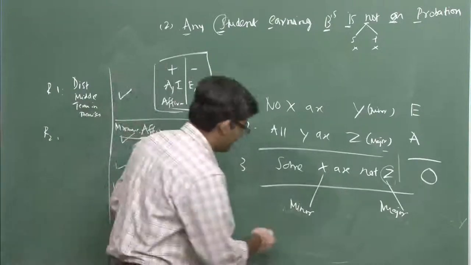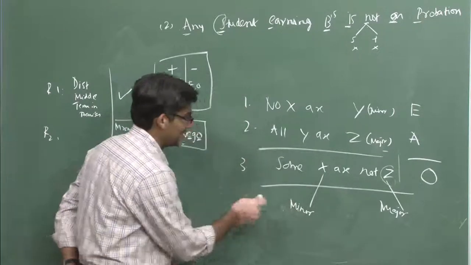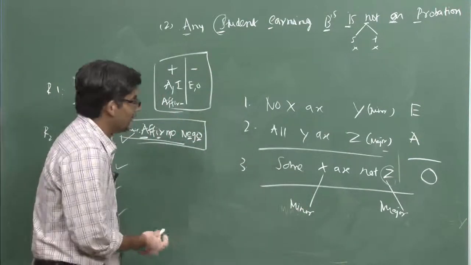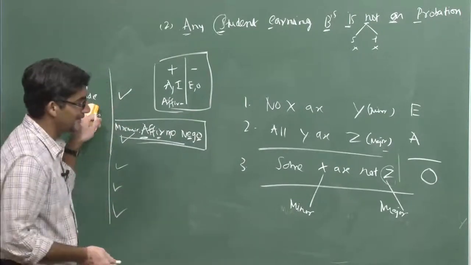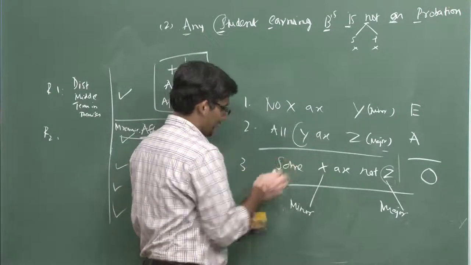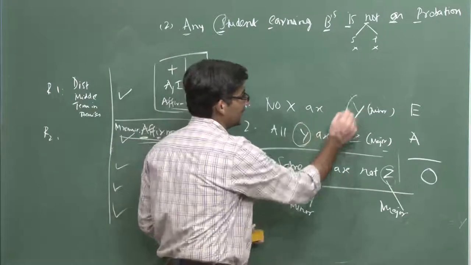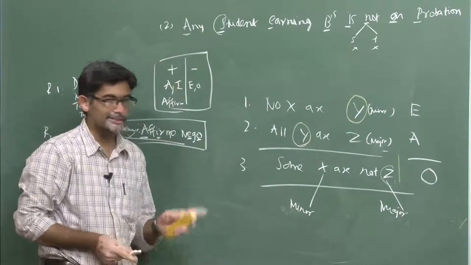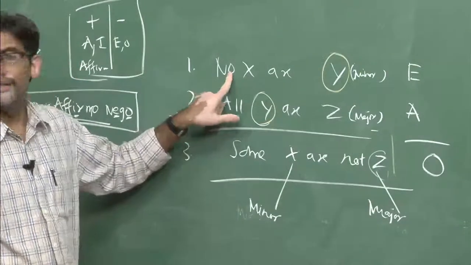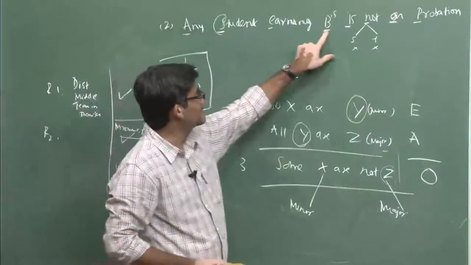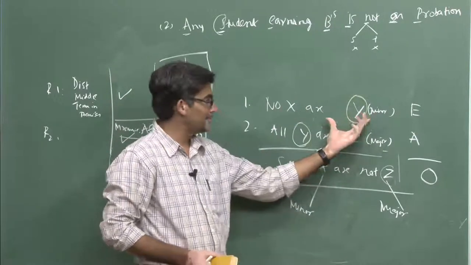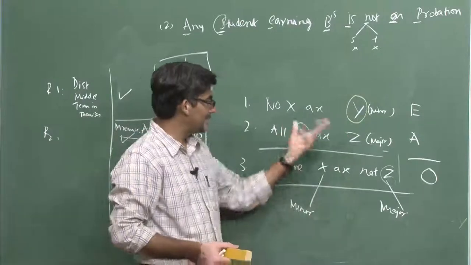So it will be a little boring if we enter into greater analysis of this, since I already covered some of these things. Now we need to talk about the distribution of the middle term, and whether this rule applies here. What is the middle term here? y is the middle term. The rule says that the middle term should be distributed at least once. In the first premise it is distributed because an E proposition distributes both the subject and the predicate, whatever occupies the subject and predicate positions is said to be distributed.